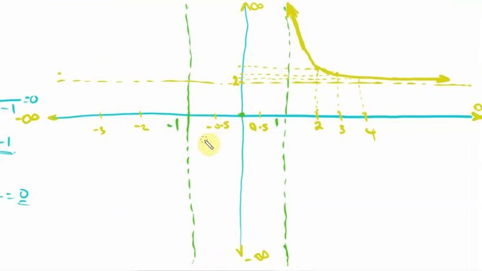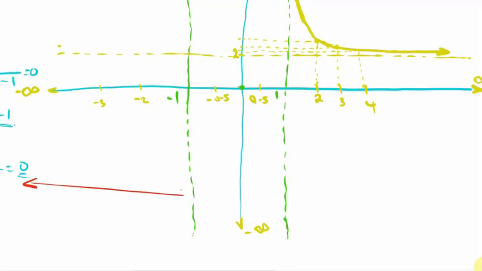Okay, what is the behavior of the graph in this region between -1 and 1? How does the graph behave in this region? Okay, we'll look at this region later. Let's look at what is the behavior on this side. What is the behavior of our graph on this side?